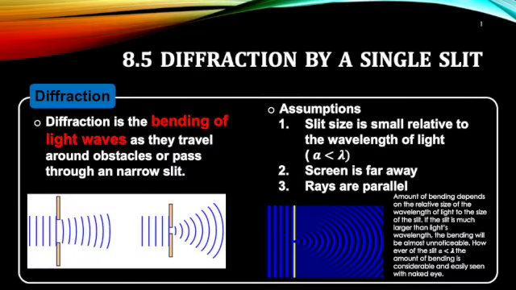As you can see here, the amount of bending depends on the relative size of the wavelength of light to the size of the slit. If the slit is much larger than the light wavelength, the bending will be almost unnoticeable. However, when the slit a < λ, the amount of bending is considerable and easily seen with the naked eye.